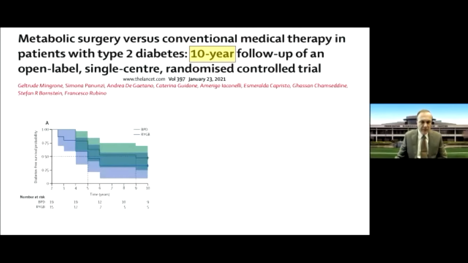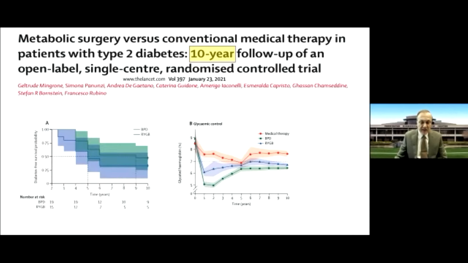And then here is a study from Mingrone and Rubino looking at the BPD procedure with 10-year follow-up, a randomized prospective study. BPD had a 50% remission rate compared to about 35% for gastric bypass. That number was statistically significant, and the A1C changes also favored BPD over gastric bypass, but the difference here was fairly small, maybe less clinically significant. But clearly the BPD appears to be more effective than the bypass long-term in terms of glycemic control.